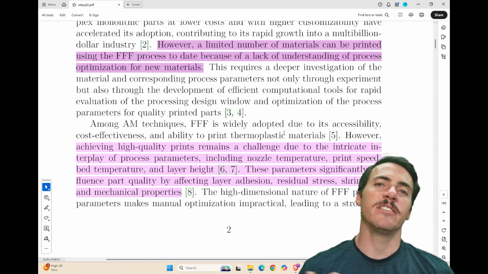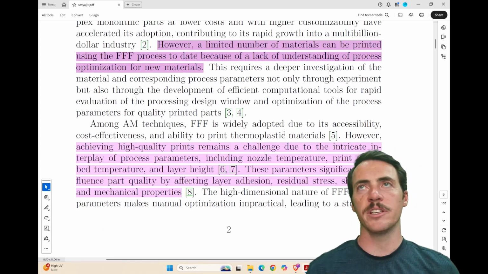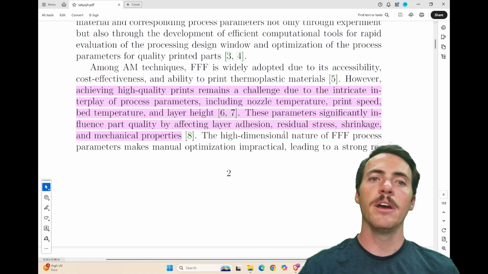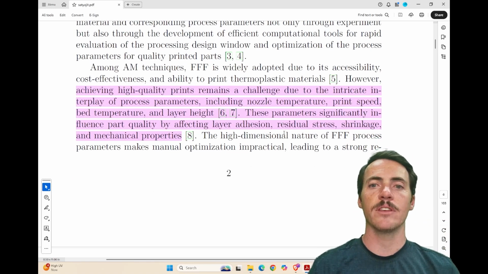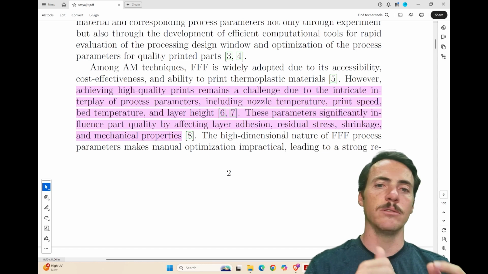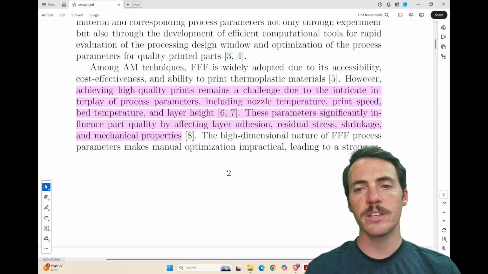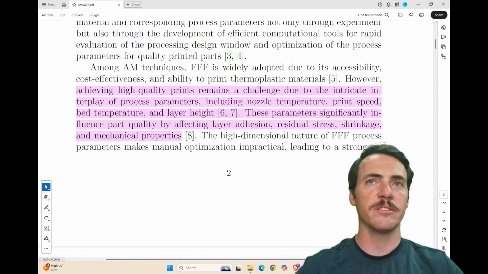Jumping into the paper, it talks about a limited number of materials being able to print because it's just hard to predict these things ahead of time. It's hard to know which parameters to set things to, and if you don't get them right, it can lead to layer adhesion issues or residual stresses or shrinkage or bad mechanical properties. This is sort of well known.